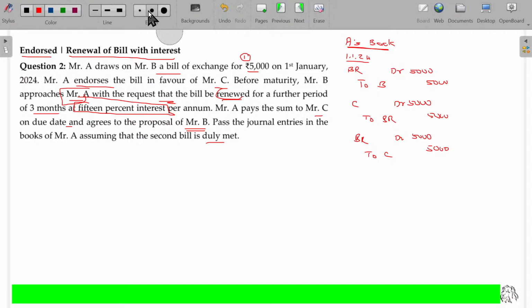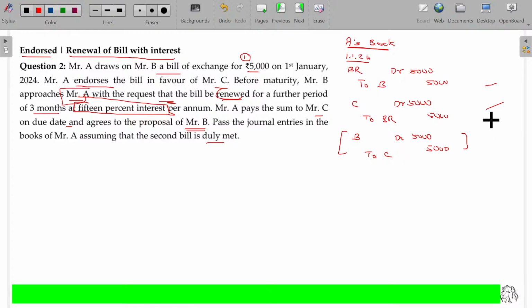While cancelling the BR to, no, I made a mistake. Okay, sorry. B account debit to C account. Okay, B account. Again, B becomes my debtor. B becomes my debtor. Clear? How many of you posted this entry correctly? These two entries are okay. What about this one? How many of you completed this one properly? Okay, you're done. Okay, good. B account debit to C.